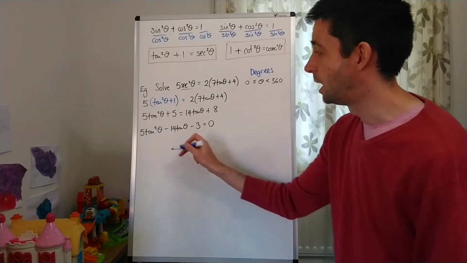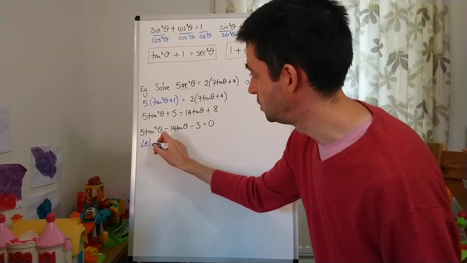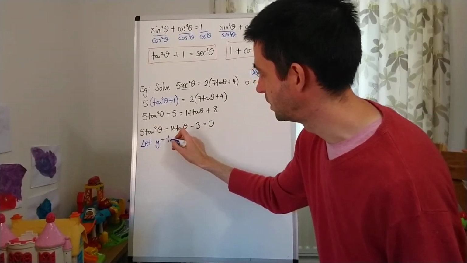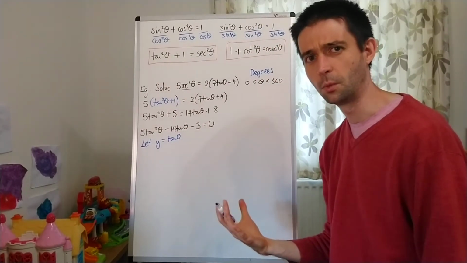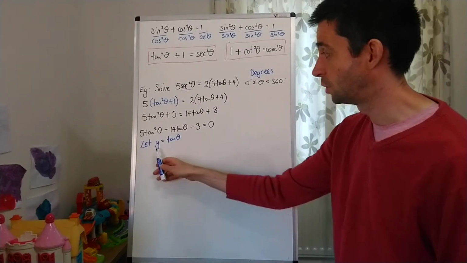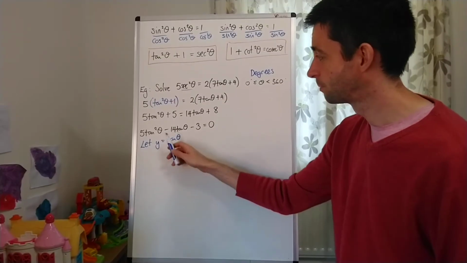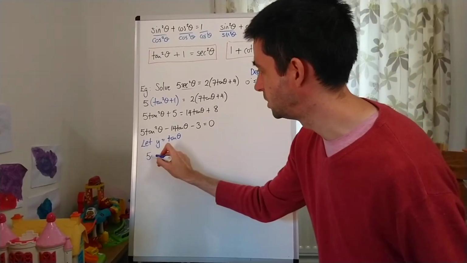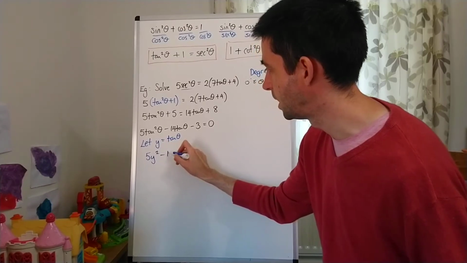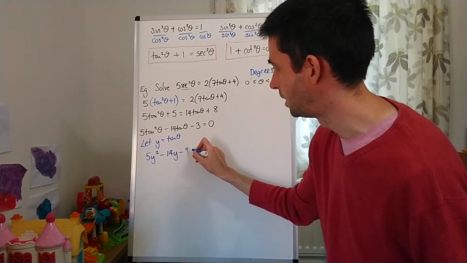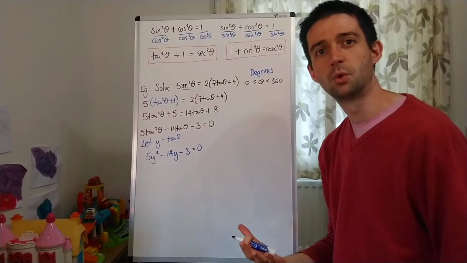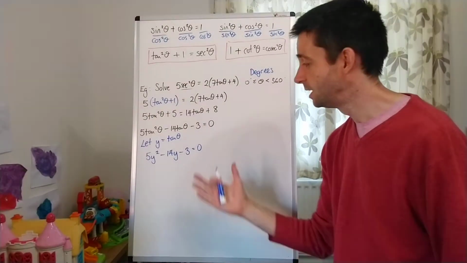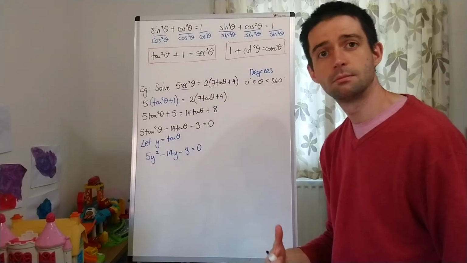Other people like to use a substitution to get rid of the tan theta temporarily so that it looks a bit more normal, a bit more like what we're used to. So if we let y equal tan theta, the equation changes into 5y squared minus 14y minus 3 equals 0. And some students are more comfortable with that, they find that more familiar, it looks more like a quadratic to them, and that's absolutely fine.